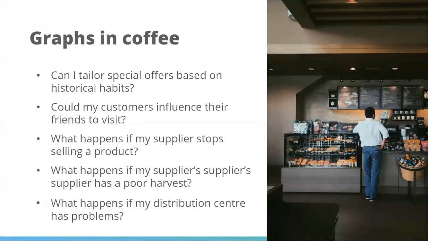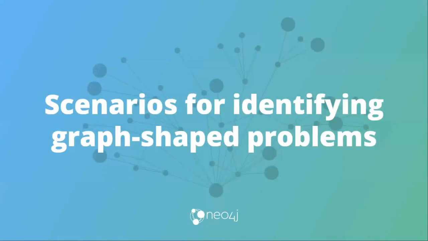So all of these examples that I've provided here, these are all thinking about not just the discrete entities that we've got here, so things such as the product or the customer or a location, but we're also exploring how those entities are connected to each other. So these are some highlights of some conceptual ideas we might think about. So what I want to do now is we're going to start looking at some scenarios that help try and group and identify ways to spot graph-shaped problems.